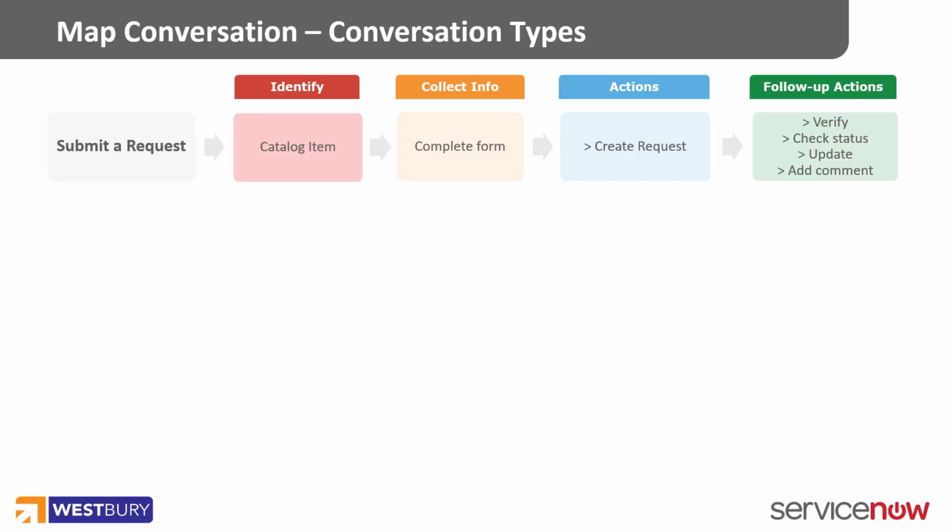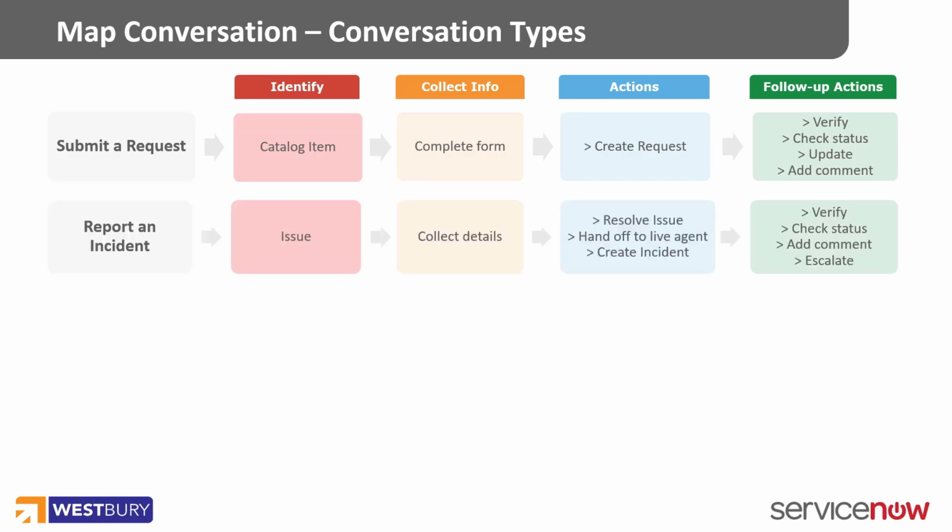The first conversation type is submit a request. First step is to use questions to identify the catalog item. If the request form is conversational, it can be completed through the virtual agent. If it is not, a link to the catalog item in the service portal is presented to the user where they would complete the form. Follow-up actions include verify the request was created correctly, check on the status of the request, or adding comments to the request.